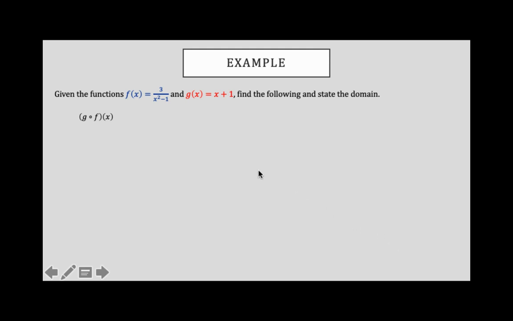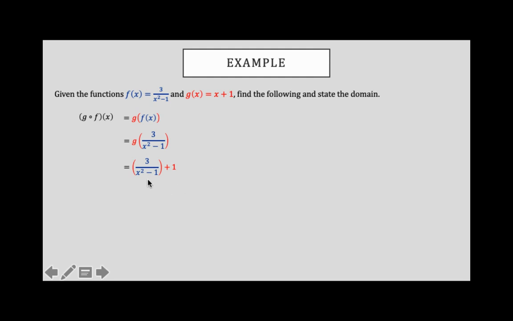Let's look at this one. Same functions. Now let's find g of f of x. That means we are going to be plugging the function f of x into the function g of x. Well, working from the inside out, what can we replace f of x with? f of x is equal to 3 divided by x squared minus 1. g of 3 divided by x squared minus 1. That means I'm going to replace every single x value in the function g of x with this quantity 3 over x squared minus 1.